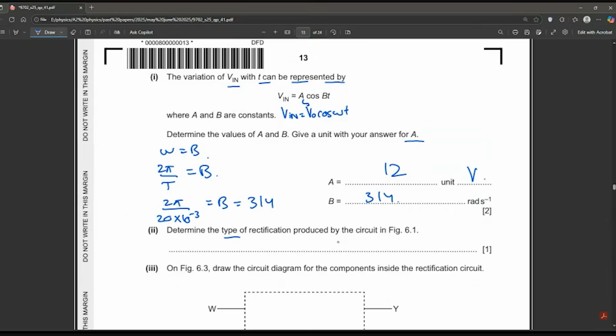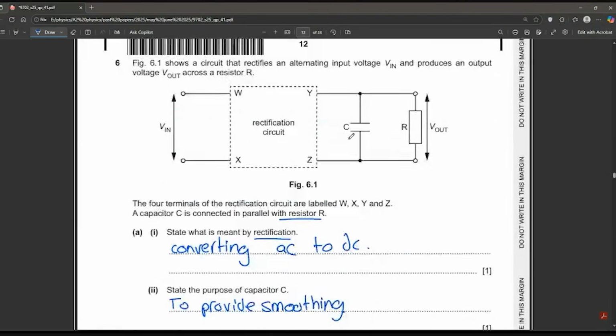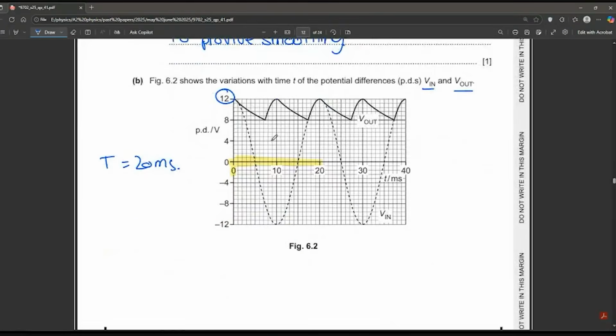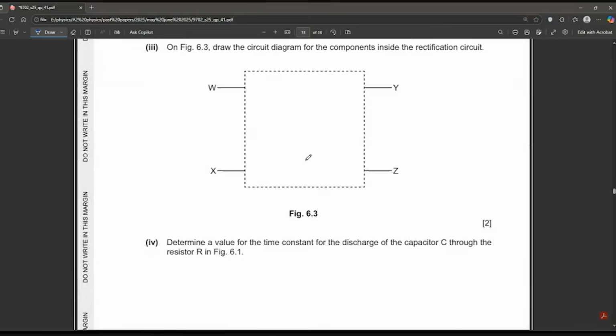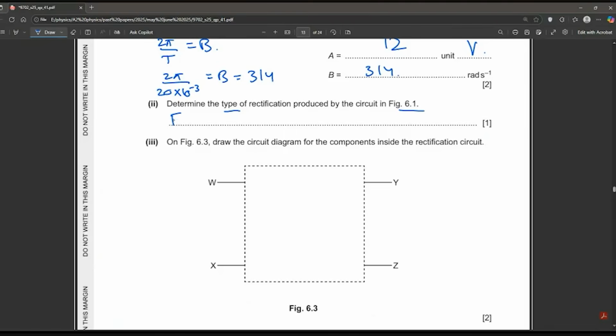State the type of rectification produced by the circuit in figure 6.1. बेटा ये 6.1 वाला जो सर्किट है वो कौन सी टाइप ऑफ रेक्टिफिकेशन प्रोड्यूस कर रहा है? Can you see the negative cycles are converted into positive cycles? नेगेटिव साइकिल्स पॉजिटिव में कन्वर्ट हो रहे हैं. That means this is producing full wave rectification.